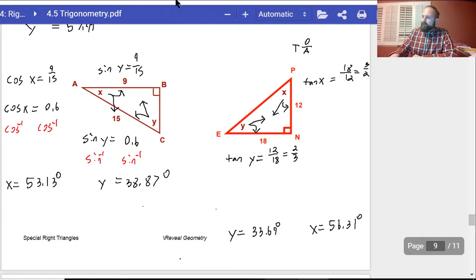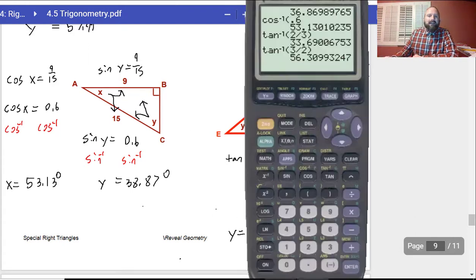All right guys, so here are my angle measurements. 33.69 degrees and 56.31 degrees. Now let me show you. You do not need to actually convert the fractions into decimals. Looking at this, I can show you right now, the calculator will do it for you.